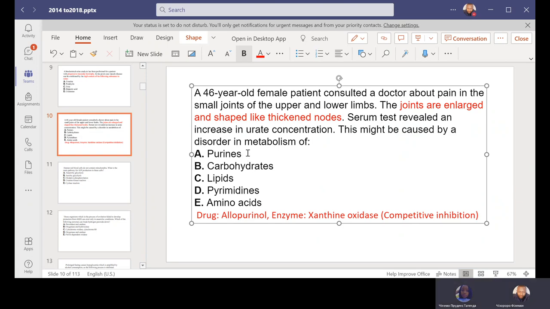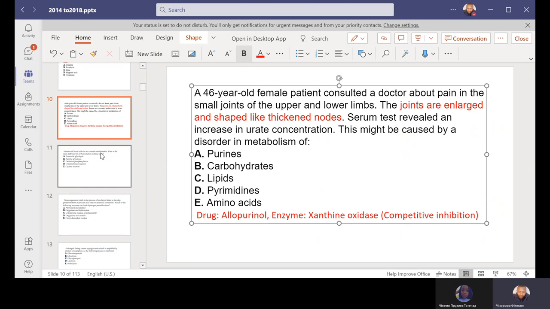Again, from the beginning: degradation of purines leads to increased concentration of uric acid or urate. The symptoms are like thickened joints, etc. The drug you give is allopurinol, the enzyme targeted is xanthine oxidase, the mechanism is competitive inhibition, and the most affected joint is the first metatarsophalangeal joint.